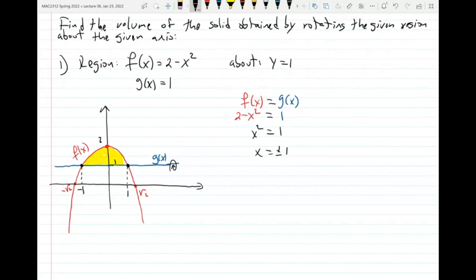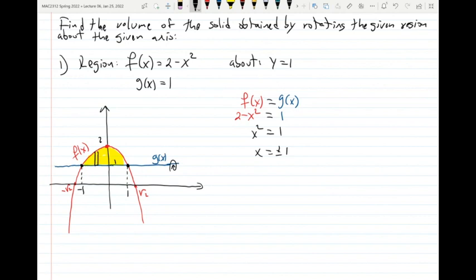This is -1, and this point here is +1. Yes? So this happens at x equals 1, x equals -1. Now we know exactly what the region is. Next, we need to place a rectangle. Remember, we're using this method, so rectangles always go perpendicular to the axis of rotation. There is no other option.